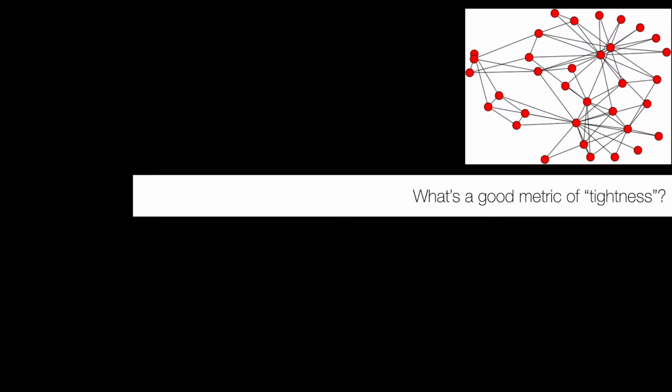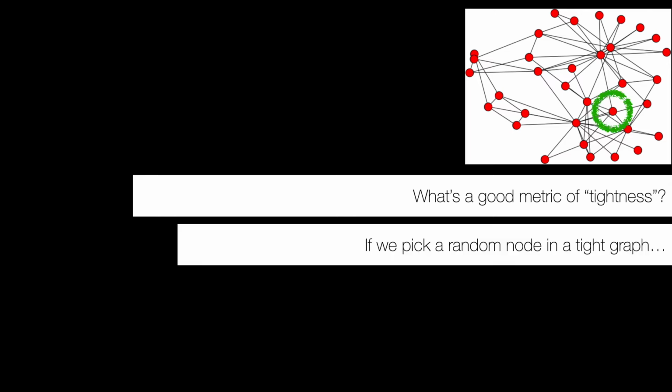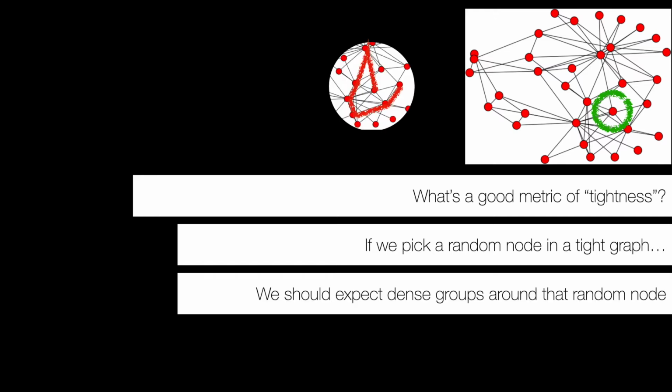So what does it mean to have a good metric for tightness in terms of measurement? We talked about we need to have a measure that can be comparable across graphs of different structures, but we also need to have a metric that captures this idea of tight clustering. So what this means is if we pick a random node in a graph that we think is tight, like here in this top right graph, then we should expect that all the friends or neighbors of that node should also be connected to each other.